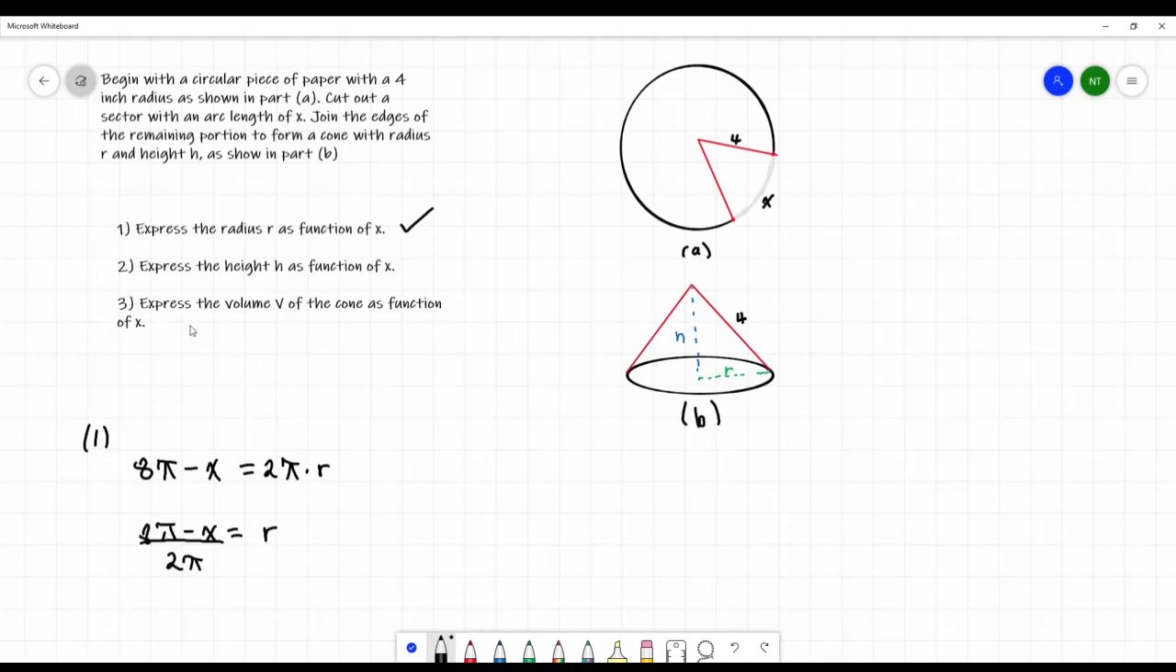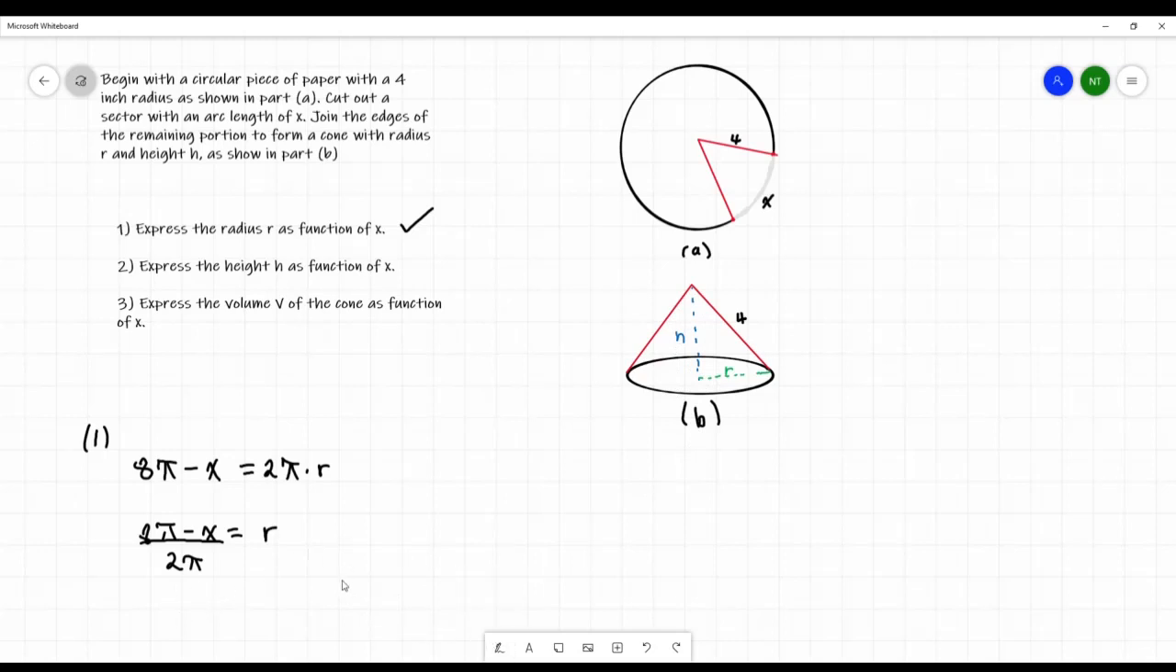The second part is express the height h as a function of x. So how can we do that? Well, let's see. We have a right angle triangle here. So what does that tell us? The Pythagorean theorem, right? Because once we have a right angle triangle and we know two sides, we can find the third side with the help of the Pythagorean theorem.